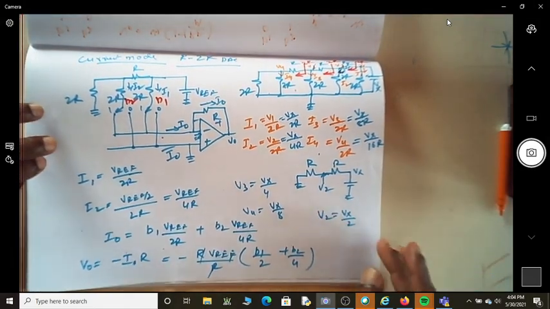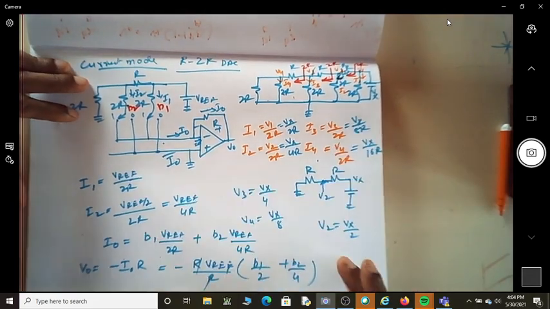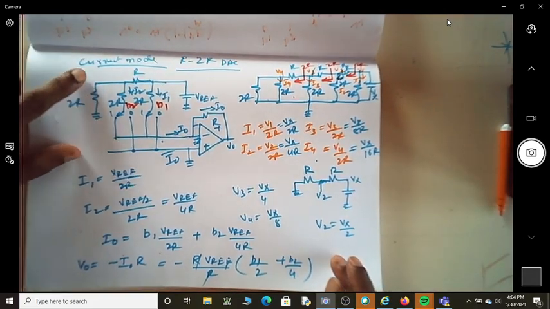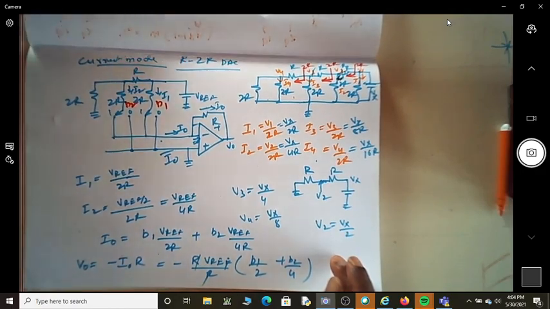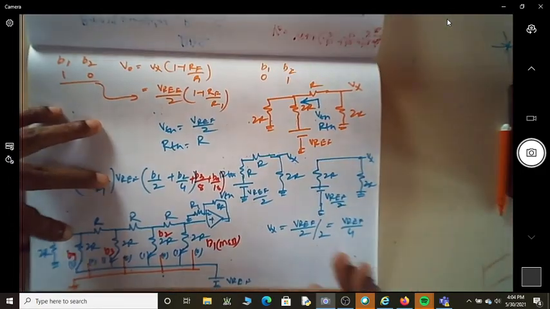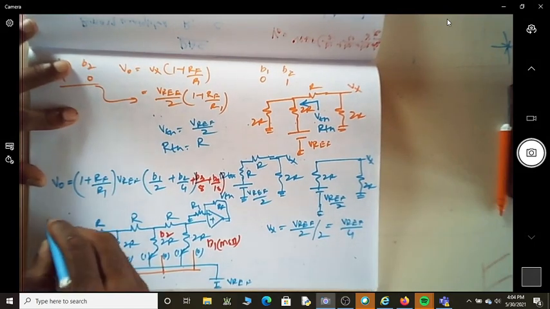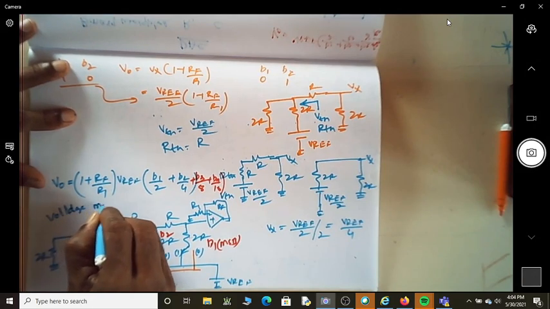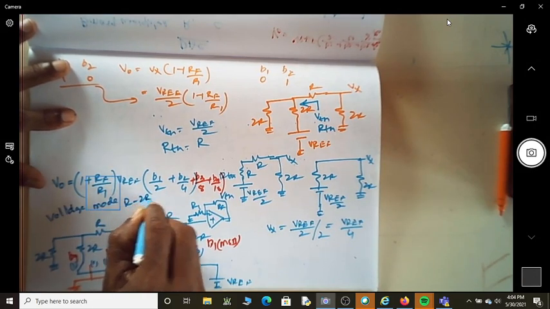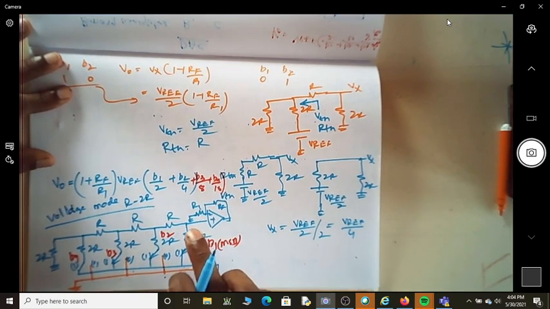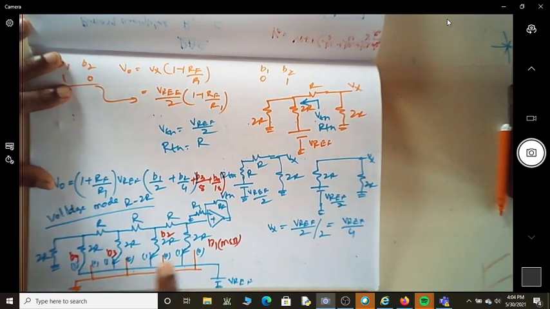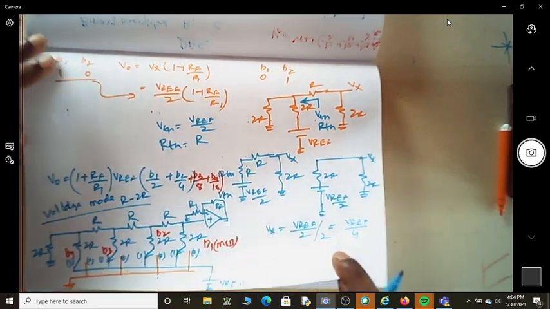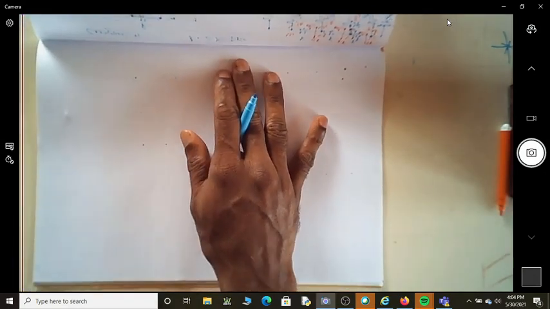This way we can realize the R2R network in two different ways. One is called the current mode R2R DAC. On the contrary, the other is called voltage mode R2R, because what you're getting is Vx, which is voltage, and that Vx multiplied by the gain of the amplifier will become the voltage mode R2R DAC. Okay, we will see more of this current mode circuit in the next video.